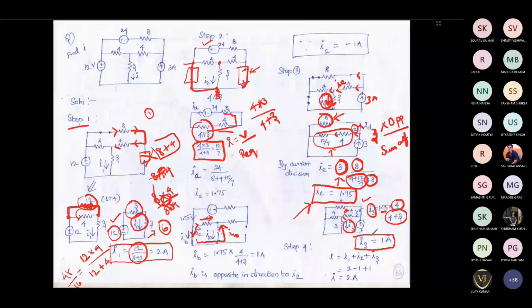Okay, so now what have we found? We have found I1, I2, and I3. So what is the total current going through the 3 ohm resistor? I is equal to I1 plus I2 plus I3. If you find I1 plus I2 plus I3, you will get the overall current. That is 2, then minus 1, plus 1. So you will be getting 2 ampere. That is the total current flowing through this path.